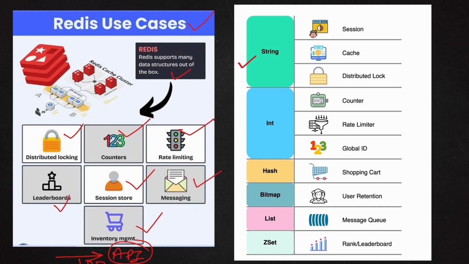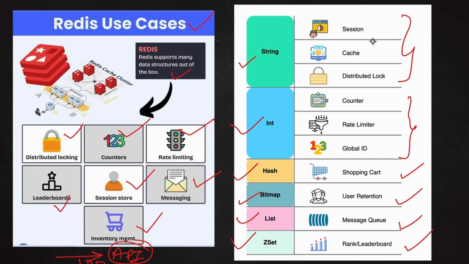And you can see we have the string, integer, hash, bitmap, list, and zset, and their usage also. You can see all these here: the shopping cart, user retention, message queue, rank leaderboard, session. For all these things we are going to use Redis. Keep this in mind. This is also very important. If you want, you can also pause the screen, take a screenshot, and read it afterwards.